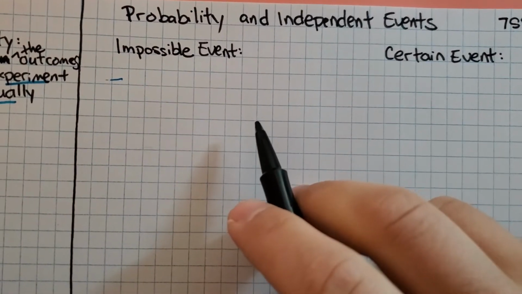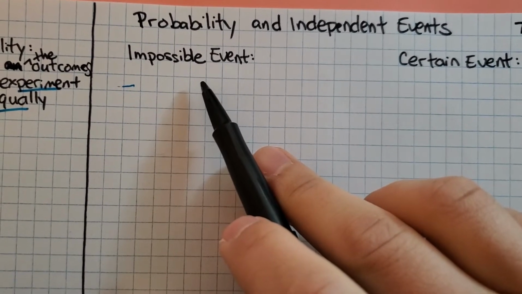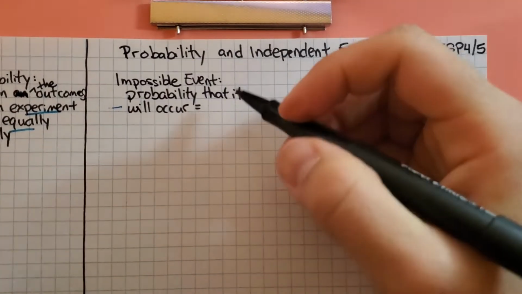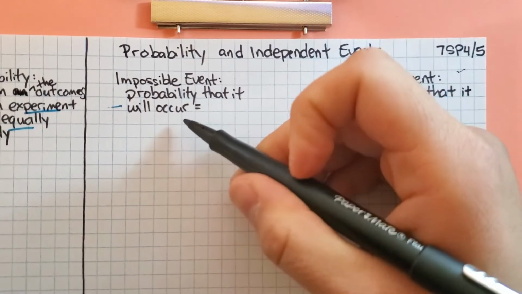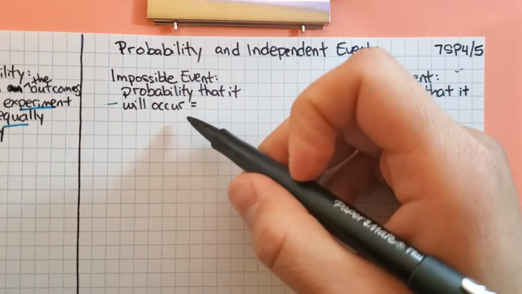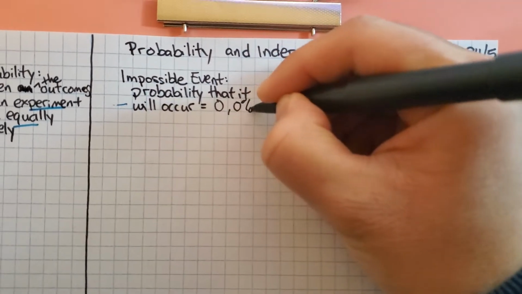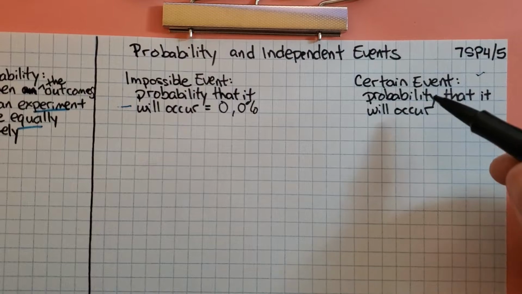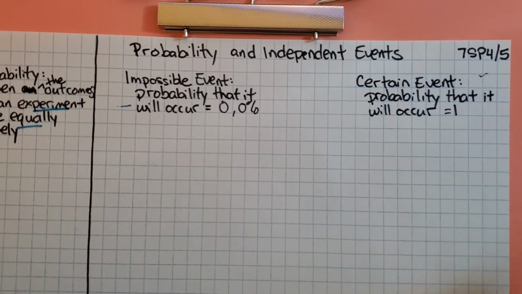So there are two extremes when it comes to probability. There are the impossible events and the certain events. If we're talking about an impossible event, the probability that it will occur is 0 or 0%. On the other side, the probability of a certain event happening is 1 or 100%.